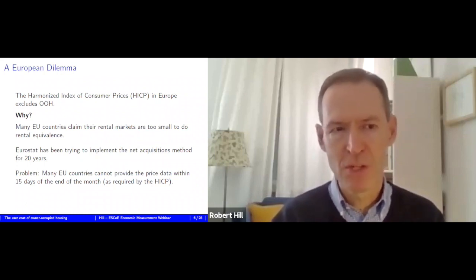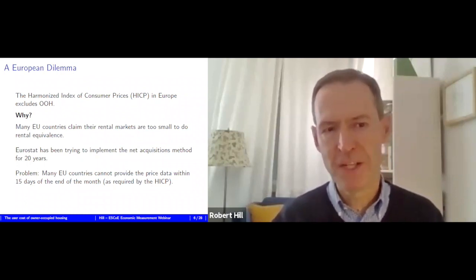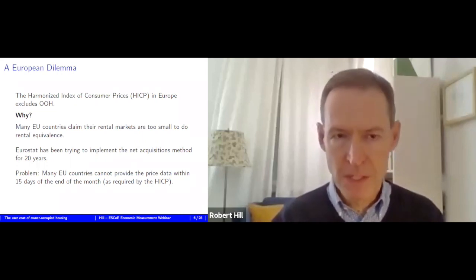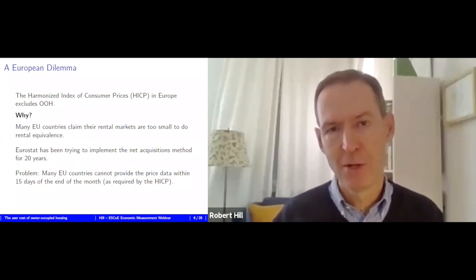One important reason why it hasn't gone in yet is that for the harmonized index, the data needs to be supplied quickly to allow it to be constructed. There's a rule that data has to be supplied within 15 days of the end of the month. For rental equivalence, this would work, because rents are in the HICP, so they can get the rental data within 15 days. But many countries, or some countries at least, can't get the price data quickly enough. So that's the main stated reason why it's still not in there.